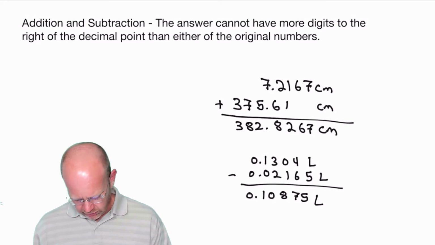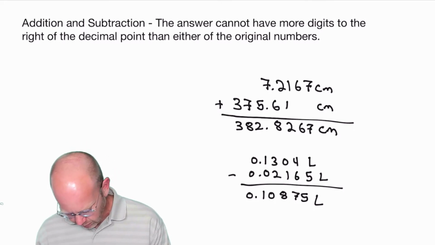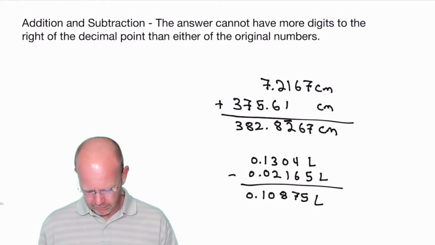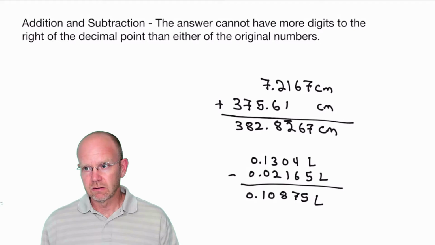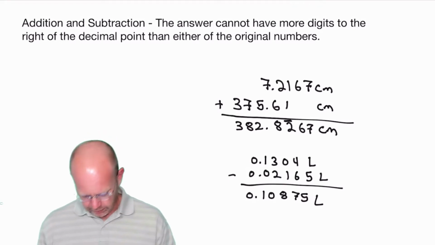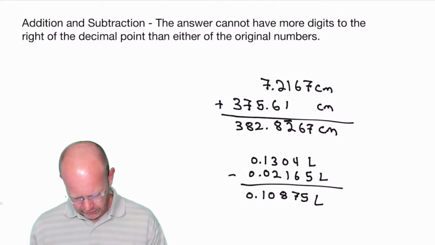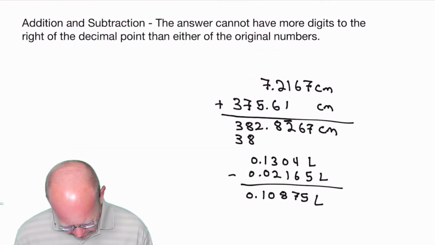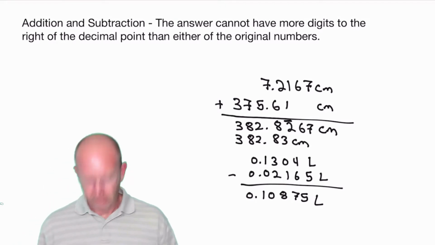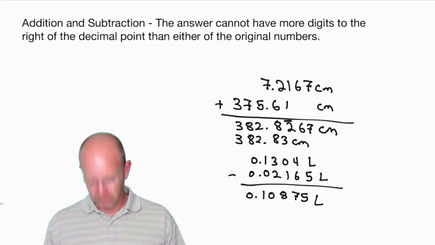So if we were going to use our notation that we learned for indicating where the sig figs are, we could put a bar over that digit right there. And in terms of how we would round that, since it's a 6, we could round that up to 382.83. So the number you would actually report in a problem would be 382.83 centimeters. That would be the right number with the correct number of significant figures.